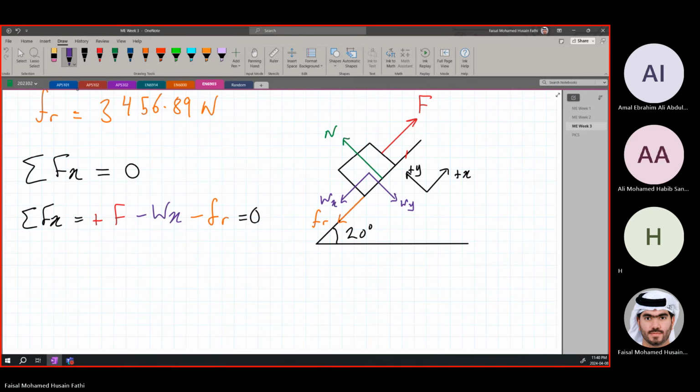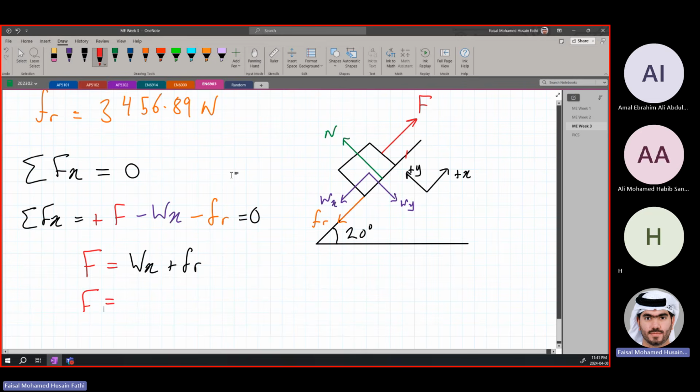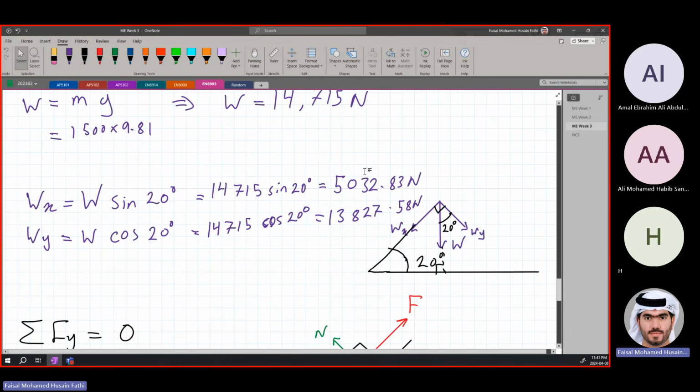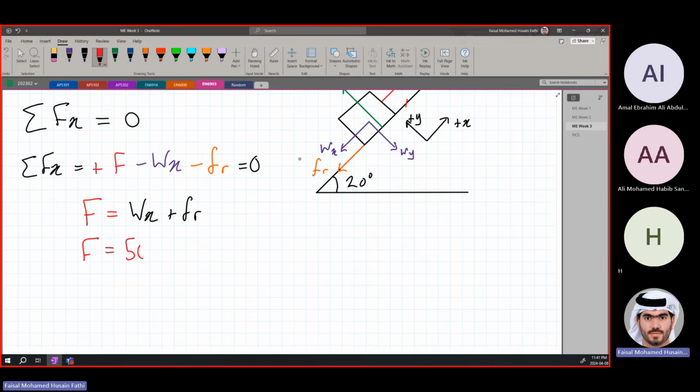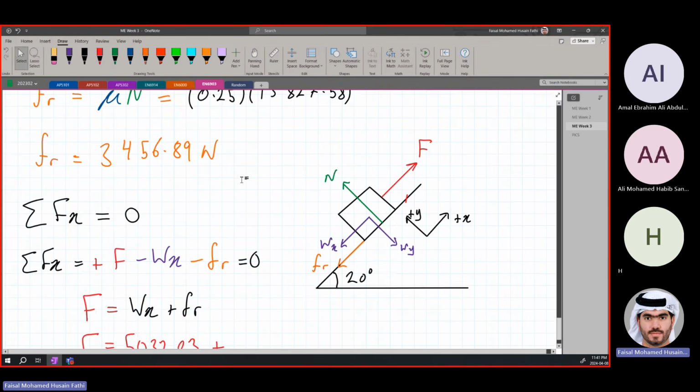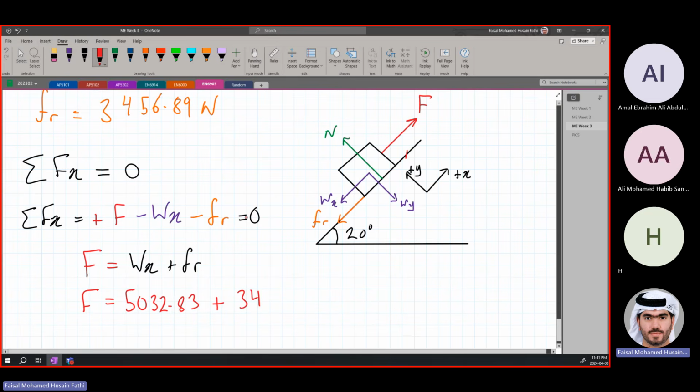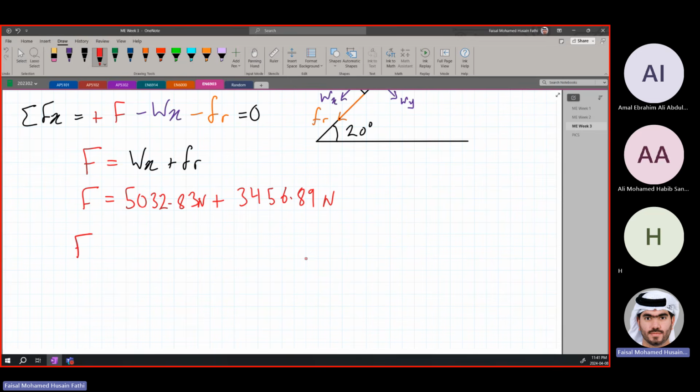So if I just reorder this equation, F is going to be equal to Wx plus Fr. So F is going to be equal to Wx we found earlier, 5032.83, plus the friction force we found right now, 3456.89 newtons. So the final force that is required to lift up the boat is going to be equal to 5032.83 plus 3456.89.